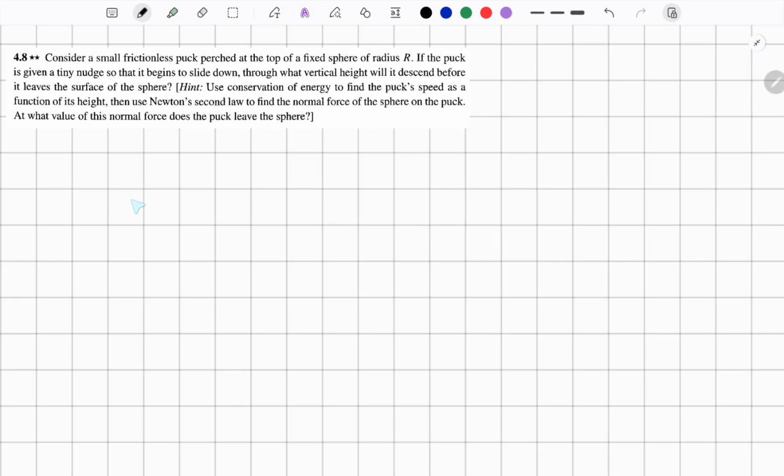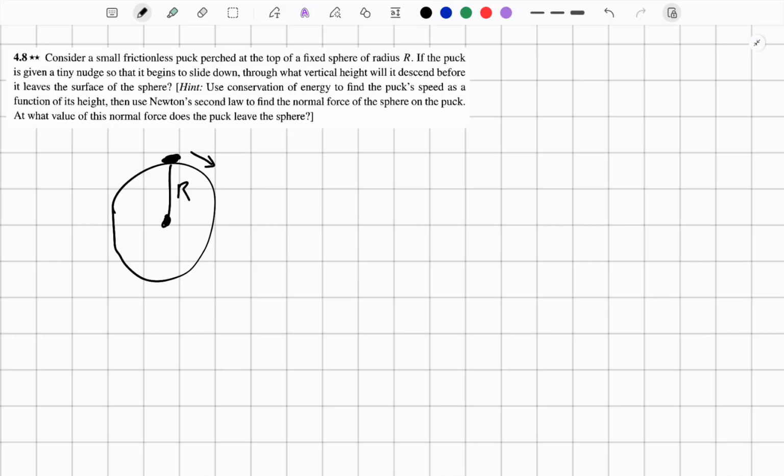Okay, so it's saying to consider a small frictionless puck perched on the top of a fixed sphere of radius r. That's going to be our radius. There's our puck. And it's saying if it's given a tiny nudge so that it begins to slide down the sphere, it's going to start to slide down. What vertical height will it descend before it leaves the surface of the sphere?